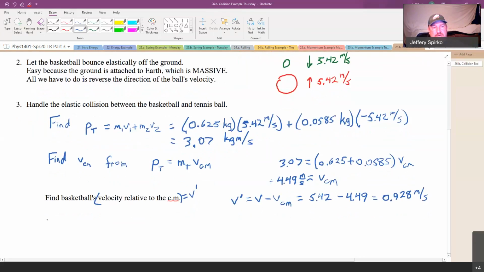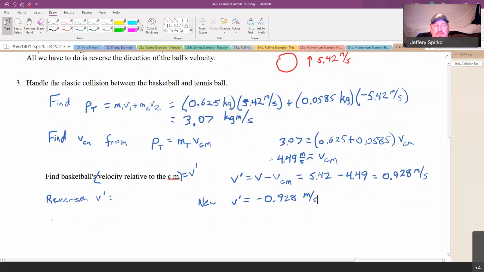So now we just reverse v prime. So the new v prime is equal to minus 0.928 meters per second. That's it.